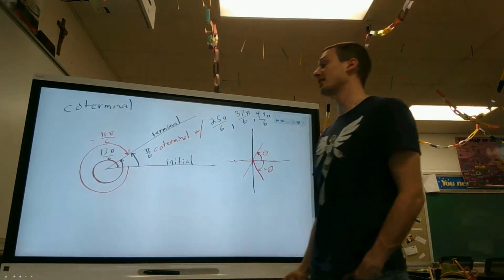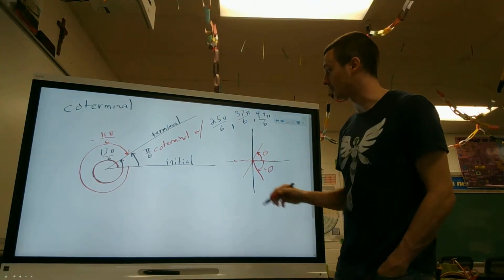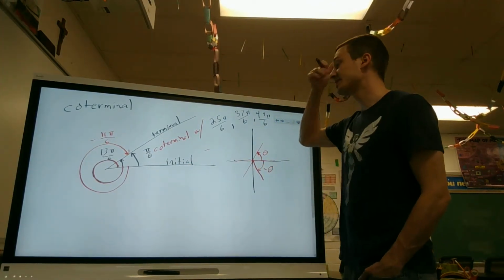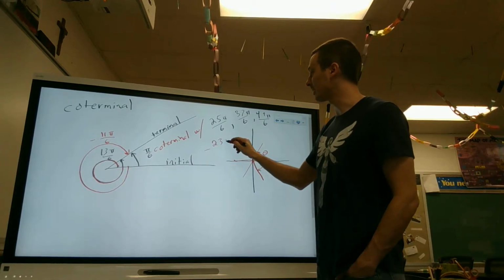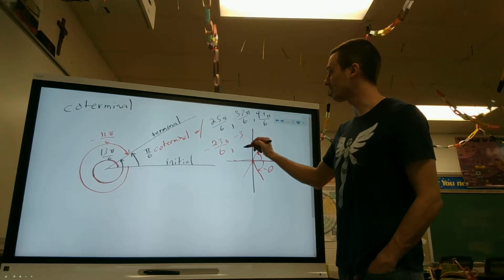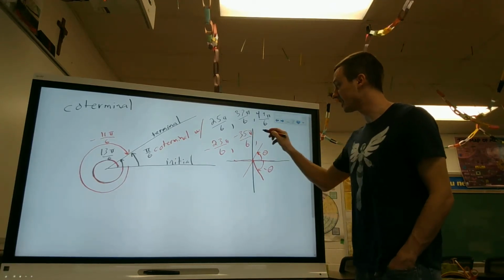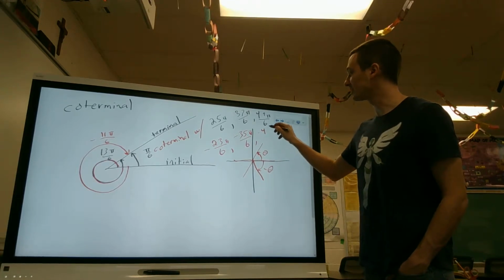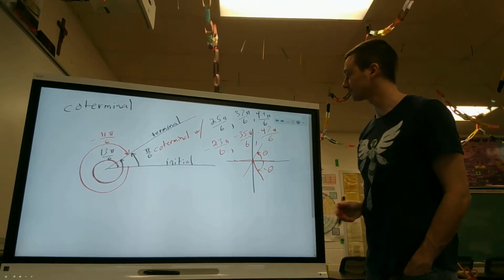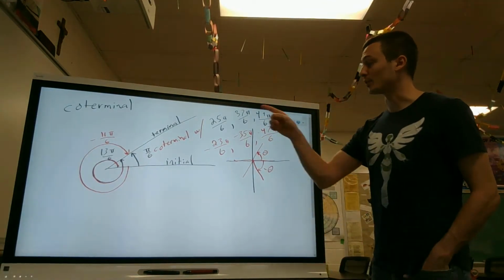As far as negative angles are concerned, I could subtract another 12 pi over 6 from negative 11 pi over 6, and let's see if I can do this. Negative 23 pi over 6. I could get negative 35 pi over 6. I could get negative 47 pi over 6. And those are also all coterminal angles with pi over 6.